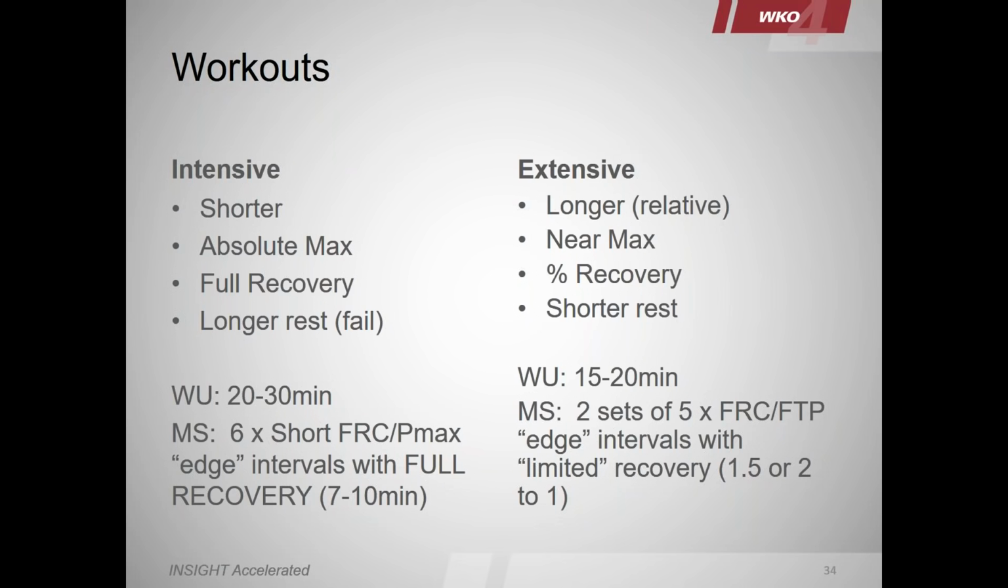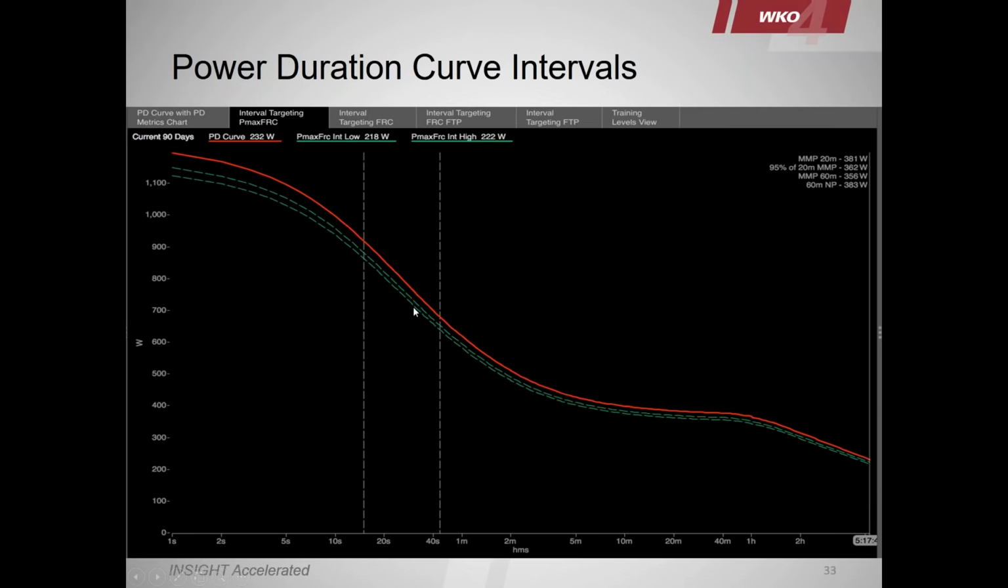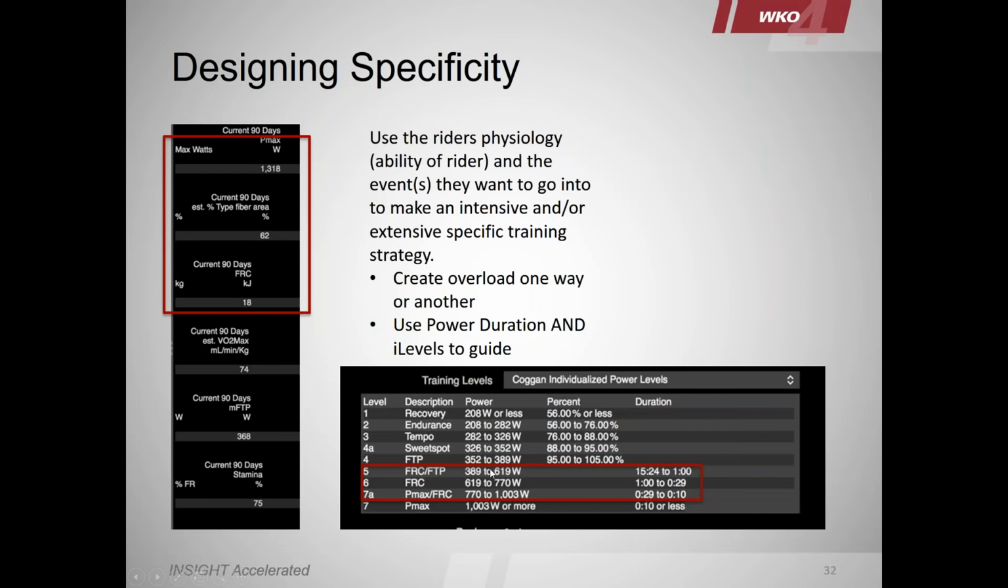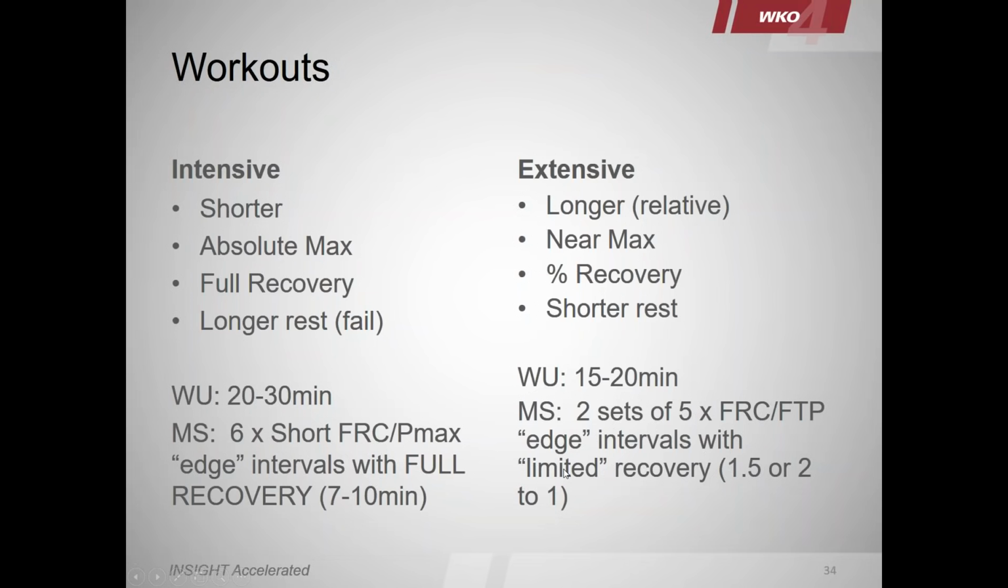But the same reality is extensive, where most of us tend to feel more normal. Here you're doing 2 sets of 5 times FRC FTP edge. So you notice I use that edge. I don't prescribe anymore at 4 minutes, 5 minutes, even though I still use that a certain amount. I'm using the relationship in the curve, and I'm using eye levels to find more productive times. It gives me better and better insight into what it takes to improve when I'm looking to improve a unique metric.